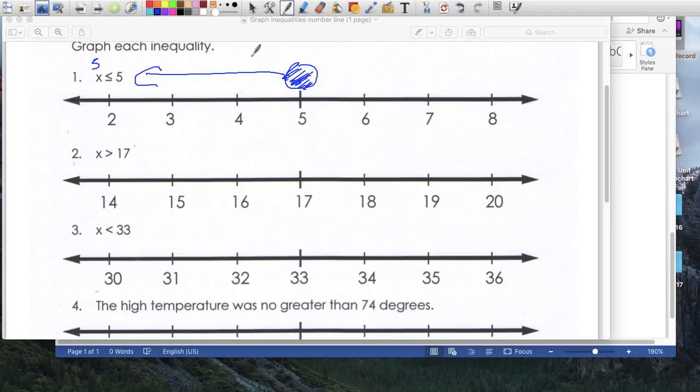Okay. X is greater than 17. So I want numbers that are greater than 17, and numbers greater than 17 are on this side. We're not going to shade because it's not an equal sign over there. Less than 33. We want numbers that are less than 33, and in this case, they are all on this side of the circle.